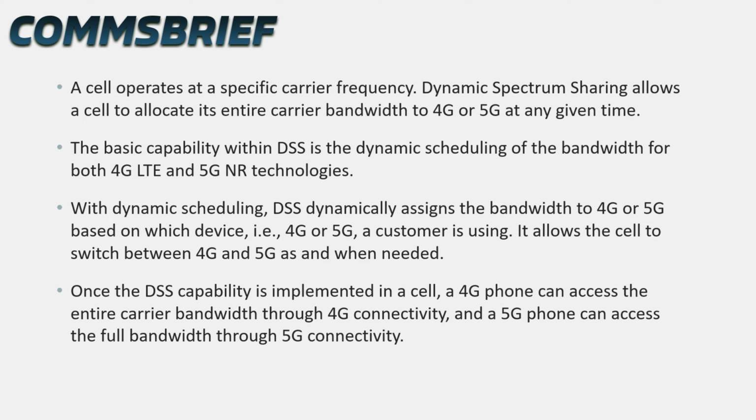The basic capability within DSS is the dynamic scheduling of the bandwidth for both 4G LTE and 5G NR technologies. With dynamic scheduling, DSS dynamically assigns the bandwidth to 4G or 5G based on which device, that is 4G or 5G, a customer is using. It allows the cell to switch between 4G and 5G as and when needed by the customer. Once the DSS capability is implemented in a cell, a 4G phone can access the entire carrier bandwidth through 4G connectivity, and a 5G phone can access the full bandwidth through 5G connectivity.